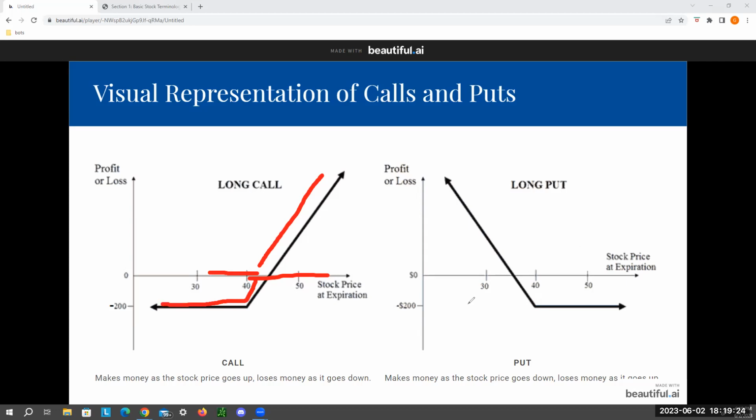The same way for puts, as well, the opposite. As the stock price goes down, see it's going down, your profit goes up. But if the stock price goes up, your profit goes down and your contract ends up becoming worthless, because on puts, you make money as the stock price goes down. On calls, you make money as the stock price goes up. It's very, very simple. Once you guys get that down packed, you won't forget it. Calls up, puts down.